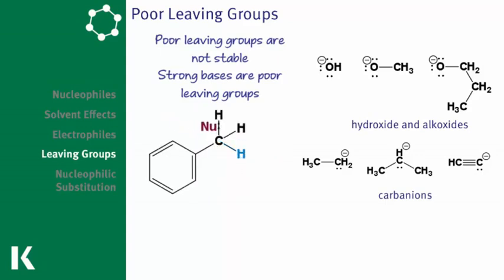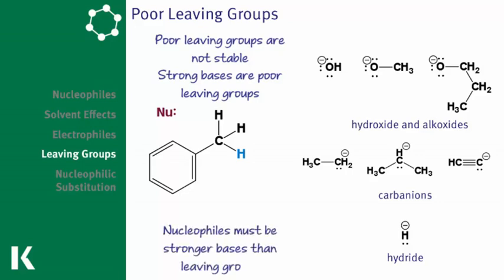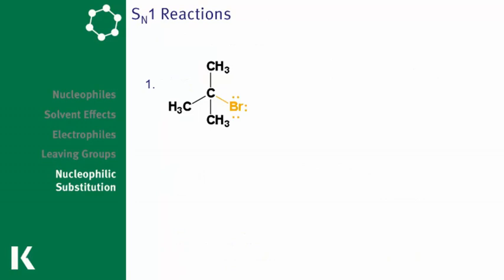It's really just a hydrogen atom with a negative charge, but the hydride ion is so unstable that it usually requires an acceptor, as with NAD+ in cellular respiration. So to sum up, in order for nucleophilic substitution to work, the nucleophile must be a stronger base than the leaving group. Thus far, you've been exposed to nucleophiles, electrophiles, leaving groups, and how solvents affect them.